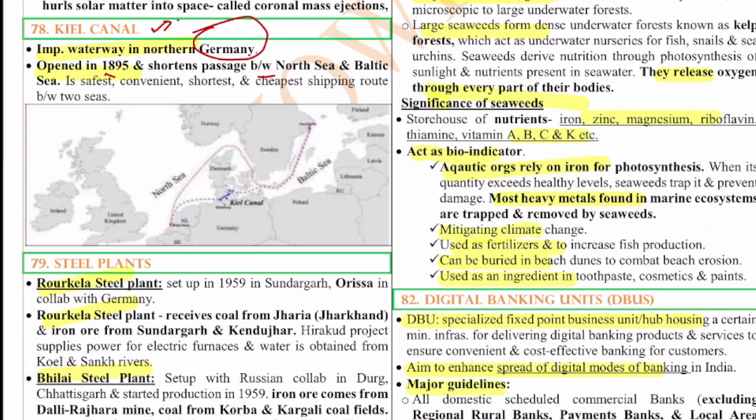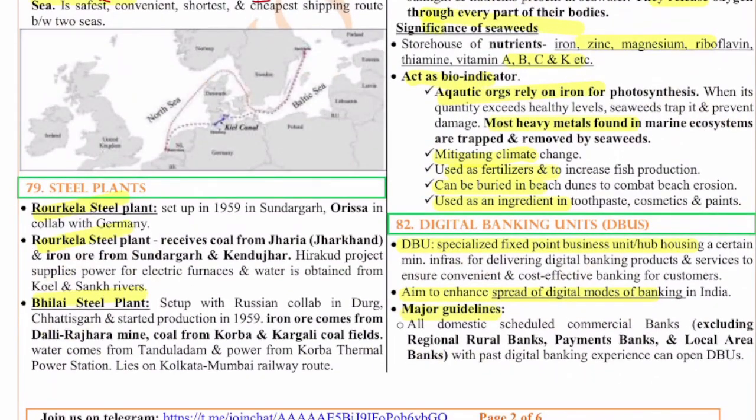Next, the 79th question is on the steel plants. The Rourkela steel plant is in Odisha. It was set up in 1959 in Sundargarh in collaboration with Germany. This Rourkela steel plant receives coal from Jharia in Jharkhand and iron ore from Sundargarh and Kenjur. The Hirakud project supplies the power for electrical furnaces, and water is obtained from the Koel and Sank rivers. This is about the Rourkela steel plant in Odisha.